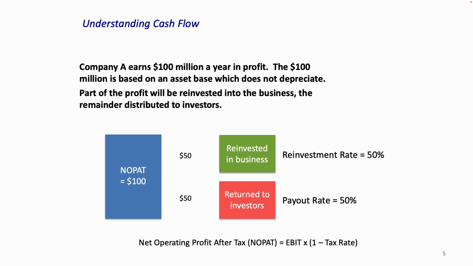Lots of different ways to pay out. I can buy back stock. I can pay a dividend. I can pay off debt. I can make an interest payment. I can pay a preferred shareholder. Payout. Okay? So we're just simplifying. Reinvest or you pay out.